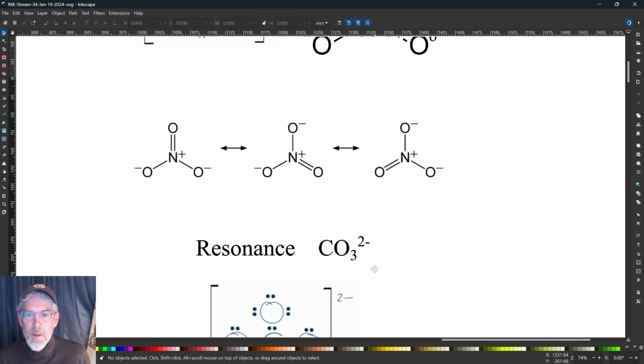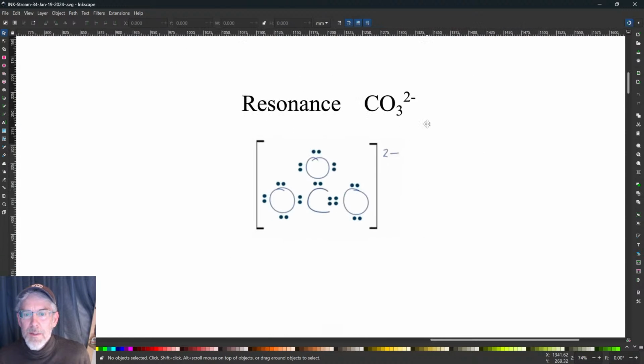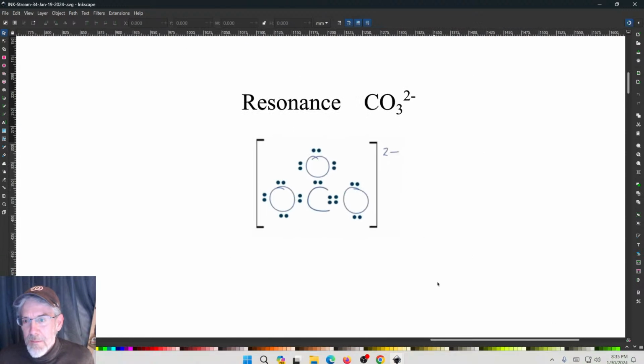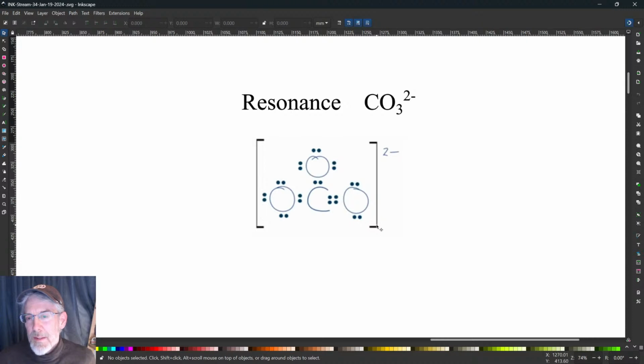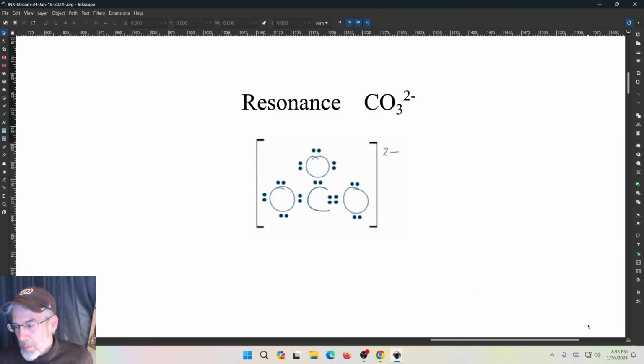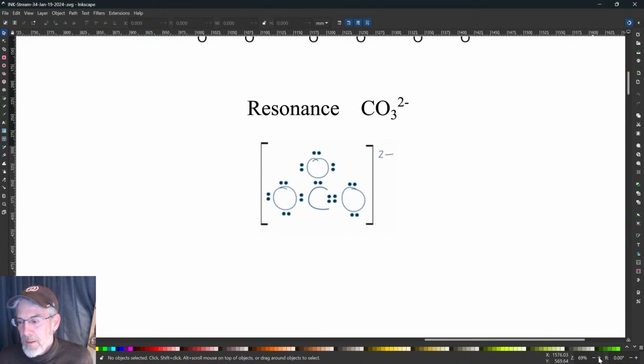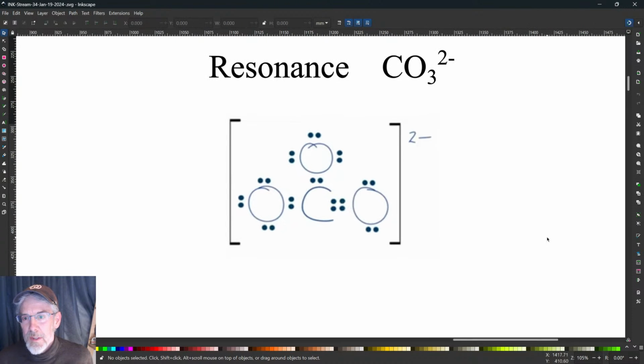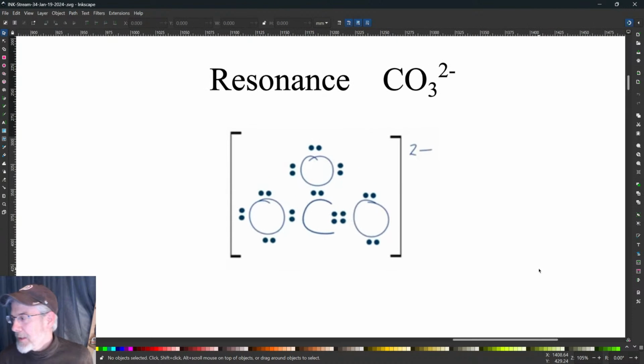Here we are. Okay, so see if you can figure out what the 3 resonance structures would look like for the carbonate ion. That'd be a good exam question. What are the 3 resonance structures?